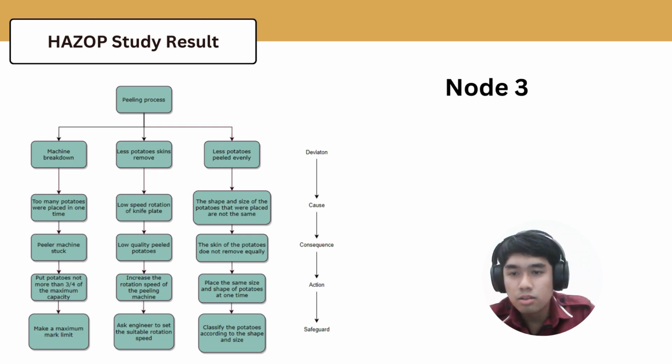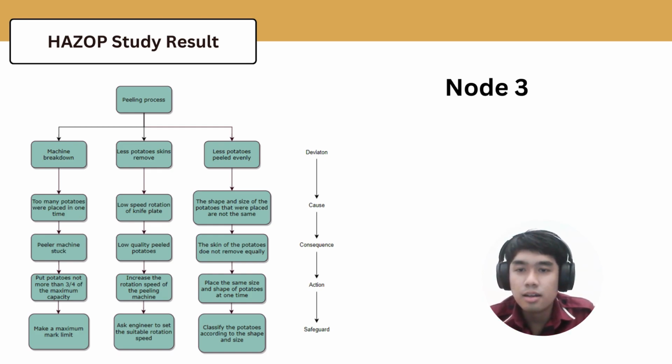And then for node 3, which is the peeling process, the first deviation is machine breakdown. It is because too many potatoes were placed at one time and it will make the peeler machine stuck. So the action that needs to be taken is to put potatoes not more than three quarters of the capacity, and we should make a limit mark for the machine.